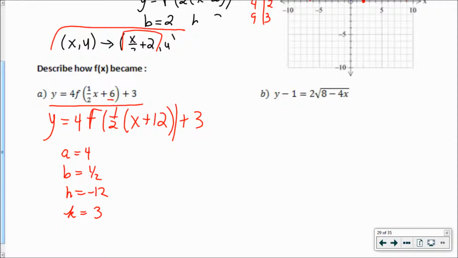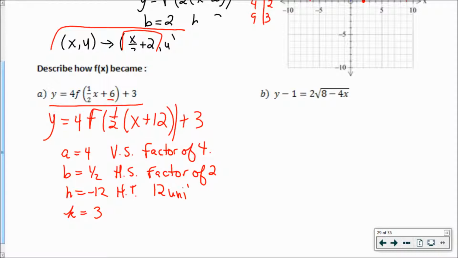And so we could state what each of these things means. Vertical stretch, factor of 4. At this point, you should be kind of pros at this. Horizontal stretch, factor of 2. Horizontal translation, 12 units to the left. That's a negative 12 there. And a vertical translation, for the last one, of 3 units up.